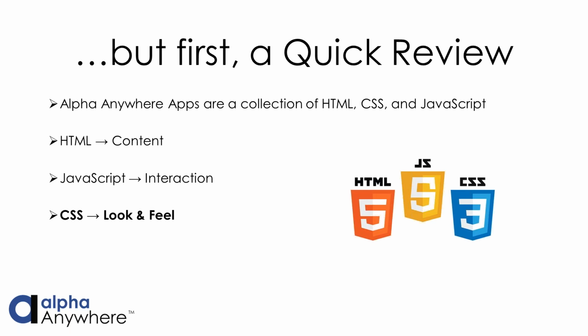Before we get into that, though, we're going to go over a real quick review. Alpha Anywhere apps, what are they? They're a collection of HTML, CSS, and JavaScript. Your HTML is your content, like the words on the screen or tables. The JavaScript is the interaction. It's the window that pops up when you click a button, and the CSS is that look and feel.